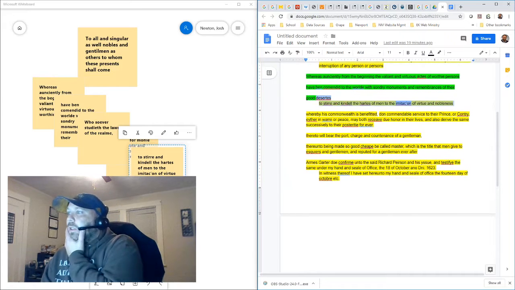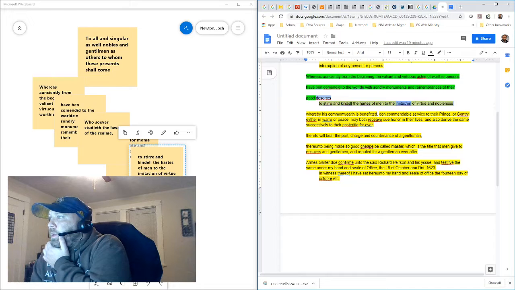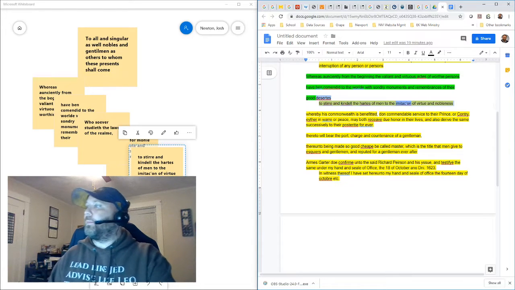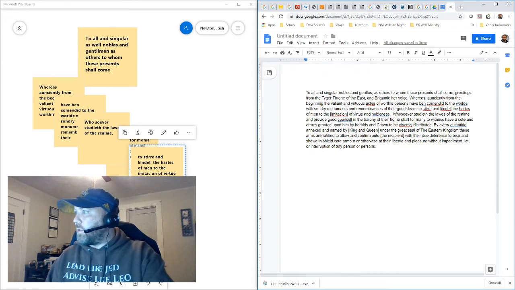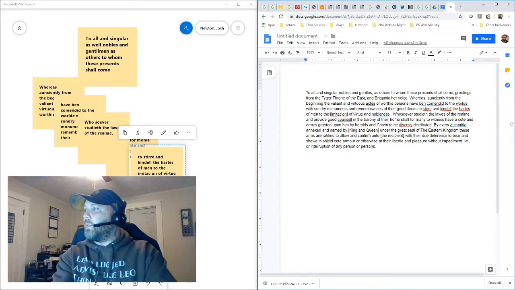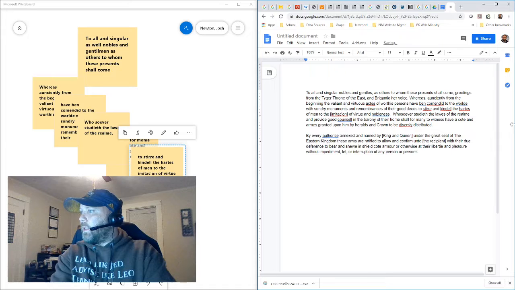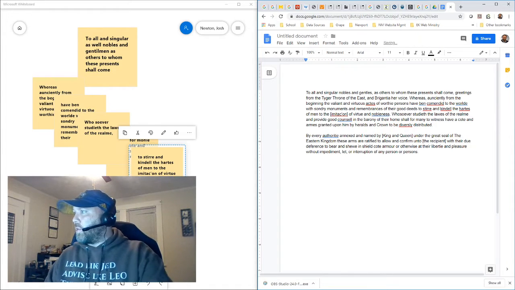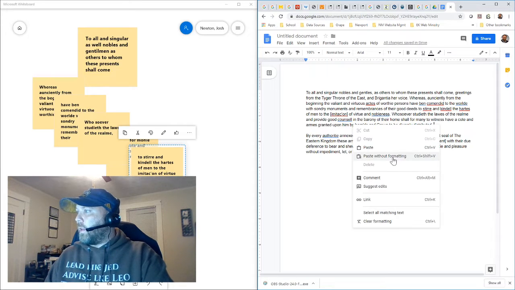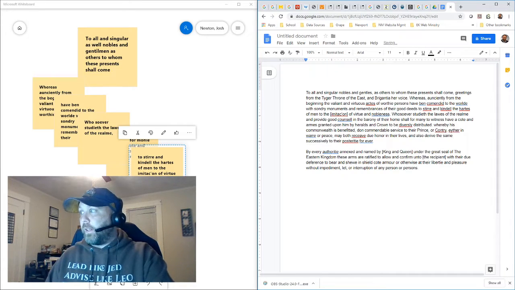So let's see here. Whereby the Commonwealth has benefited, done commendable service to their prince. Yeah. Let's throw this in here too. Whosoever. Yep. Okay. And then we're going to throw this guy in here too. Yeah, and boy, this scribe is going to sort of hate me because there's a lot of period spelling in here.